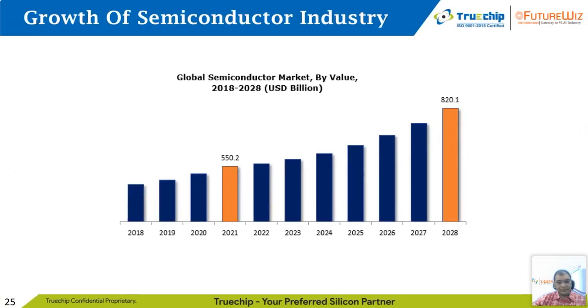This is about the growth of the chip design market globally, given by GSA. So it is expected that it will cross about $820 billion market by 2028. That's about maybe 5 years from now. It's not very far.